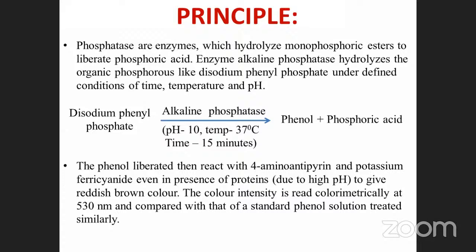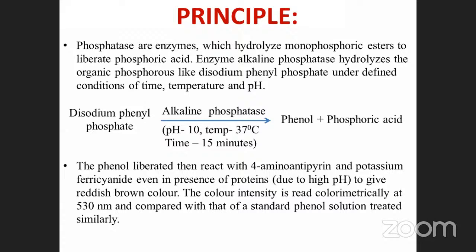Because this enzyme is active at a specific pH, alkaline pH. That's why pH is important. Temperature: because our body temperature is 37 degrees centigrade, there is a need to measure this enzyme activity at 37 degrees centigrade. That's why temperature is also very important.